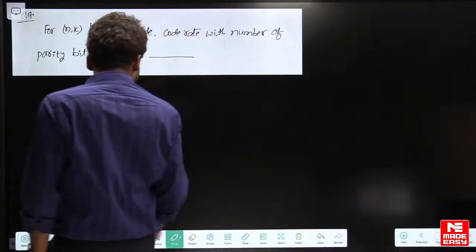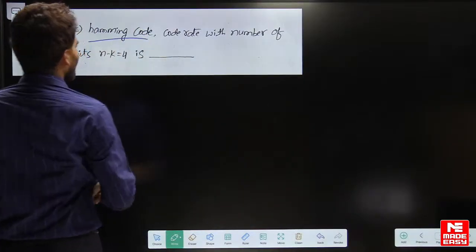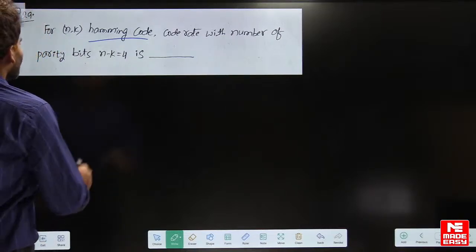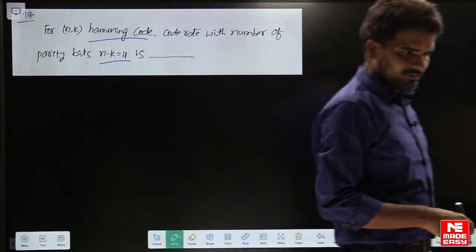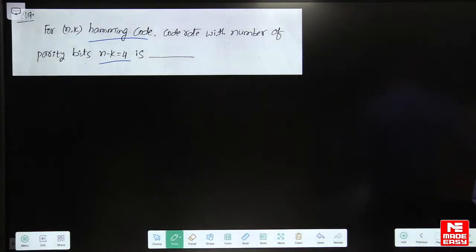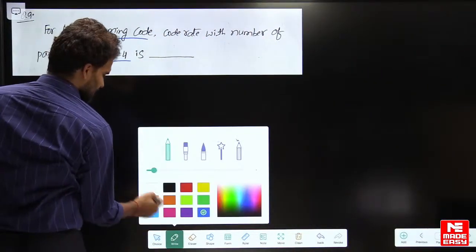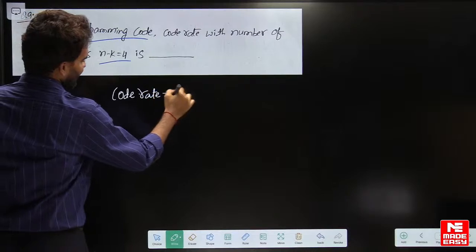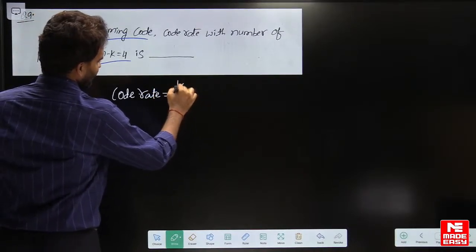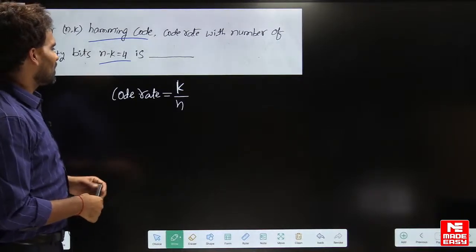Yes, this is for (n, k) Hamming code. Okay, the code rate with number of parity bits n minus k equal to 4, we have to find out. Yeah, Anshuman Singh is saying 11 by 15. So let's check this. We have to find the code rate. The code rate is k by n. For an (n, k) block code or Hamming code, the formula is k by n.